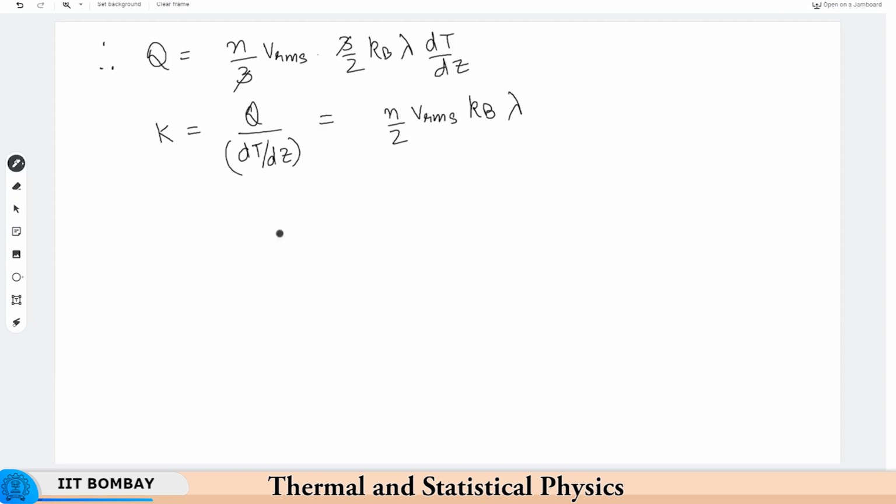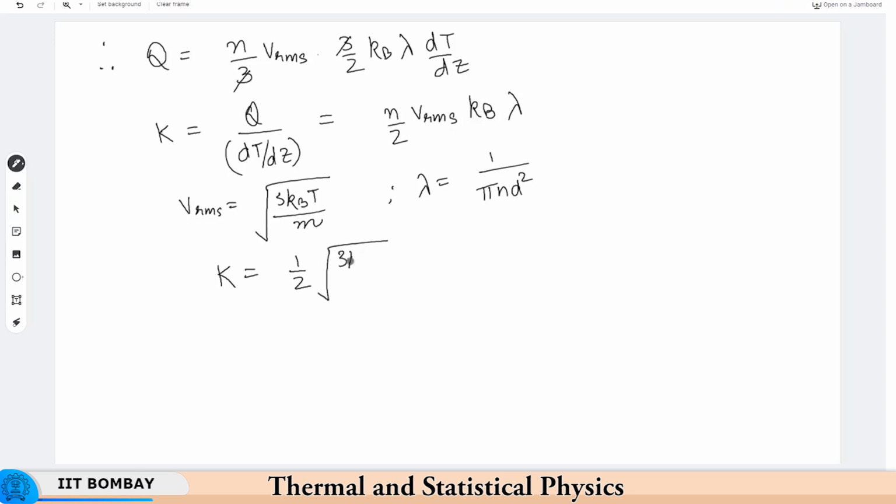So, again what we can do is, since V RMS is square root of 3 kBT by m, and lambda is 1 by pi n d squared, if we plug these values in, we get k equals 1 by 2 times square root of 3 kBT divided by m times kB times 1 by pi d squared, because n will cancel out. Okay. So, this n from lambda will cancel with this n.